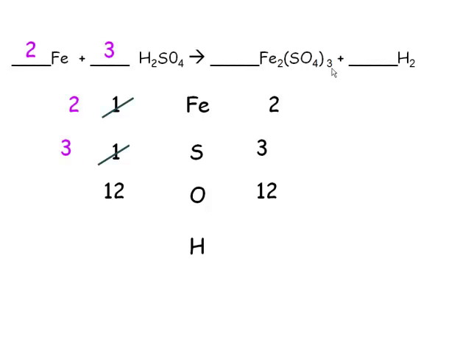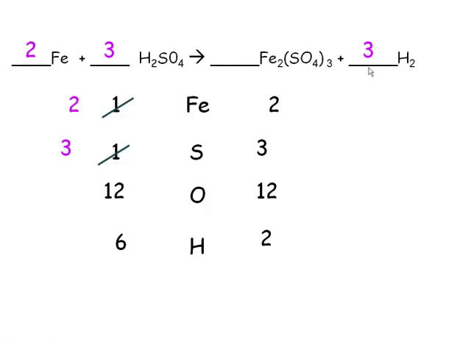Lastly, we're going to do our hydrogens, and so we have a subscript of 2 and a coefficient of 3, which will give us a total of 6 hydrogens. On the product side, we have a subscript of 2, and so we need to know what number multiplied times 2 will give us 6 hydrogens on the product side. And so, of course, the answer is going to be 3.